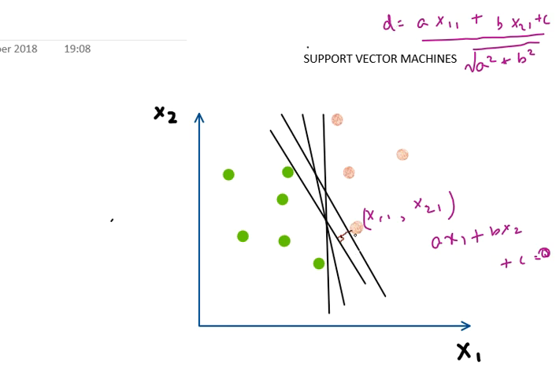We'll try to find out the distance of all the nearest points, the close points, and we'll find the sum of the distances of the nearest points on both sides of the plane. We'll try to maximize that distance and arrive at the best hyperplane, which will mark a clear separation between the points, as well as have the maximum distance from these nearest points.